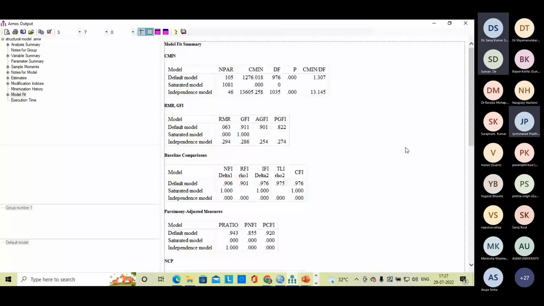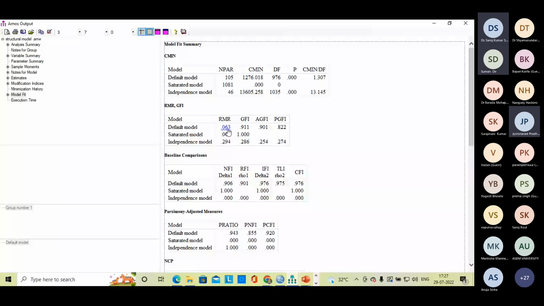RMR should be less than 0.05. However, some researchers say that even if it is less than 0.08, we can say the model is fitting. We may not say the model is perfectly fitting, but we can say it is fitting. If the RMR value is less than 0.05, then the model is close fitting, which is the appropriate word you can find in various articles. Here it is not close fitting, but it is acceptable fitting because it is less than 0.08.